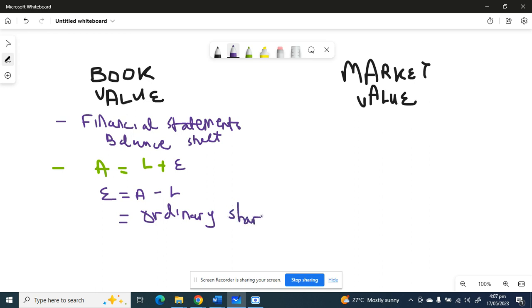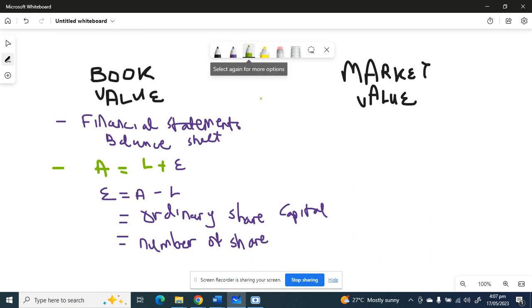All right. If we go into publicly limited companies, this is represented as ordinary share capital. How do we get the ordinary share capital of a company? That is the number of shares multiplied by the book value per share.